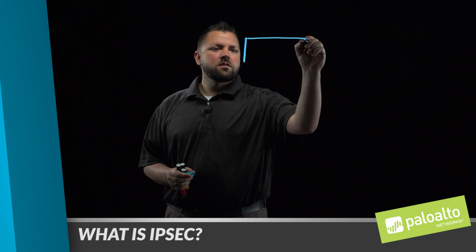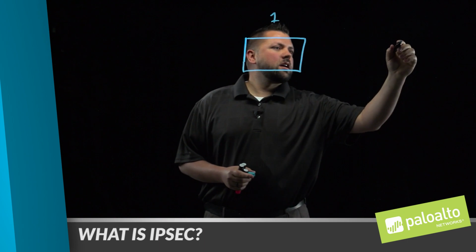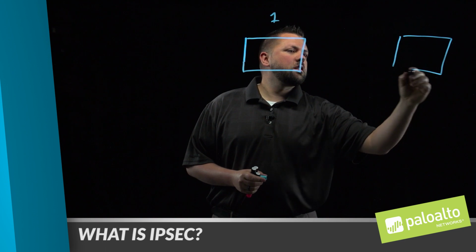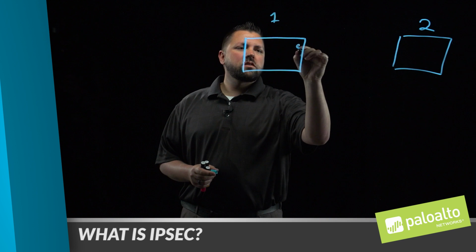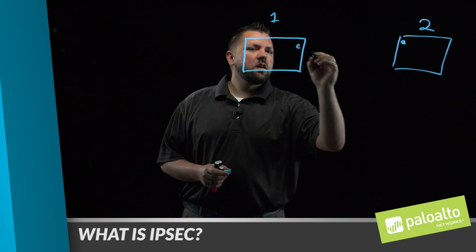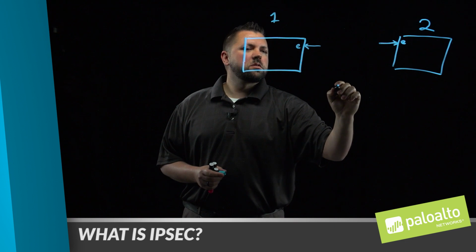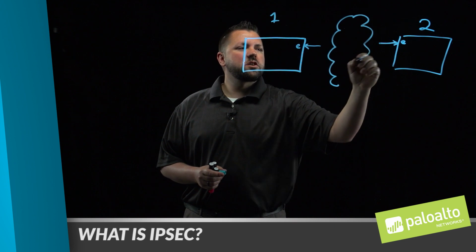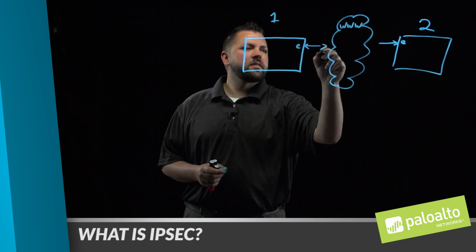So in our scenario, we've got two remote sites. We'll call this site 1, and we've got another site. Call this site 2. And these systems are virtually connected through, like I said earlier, the insecure medium. We'll just call this the World Wide Web, right?